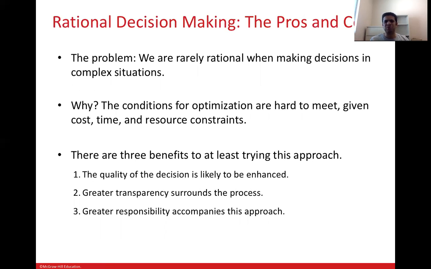But as much as possible, we try to follow this approach because the quality of decisions is enhanced because we've considered all the possible alternatives. We can easily justify the decision to others because there's a lot of transparency on the process and how we followed it. And there's greater responsibility here. People acknowledge that, okay, here is how we followed it, and I'm being a responsible person when deciding.